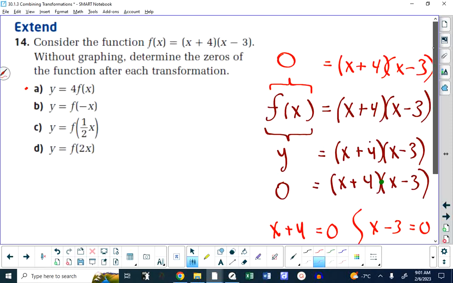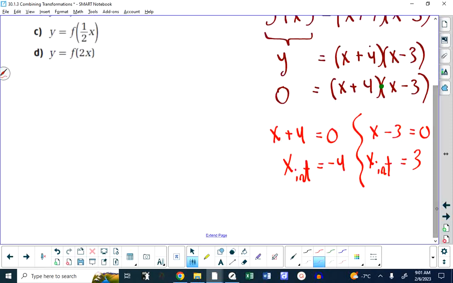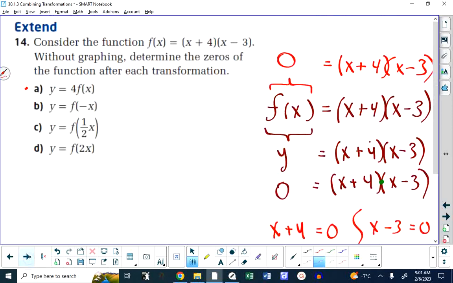And then you should be able to say, regardless of what the x-intercepts are, they're not affected by a vertical stretch. So the zeros of A are going to be negative 4 and 3.